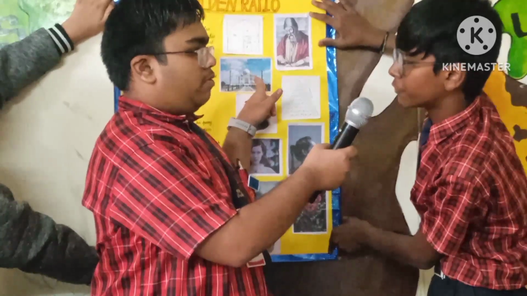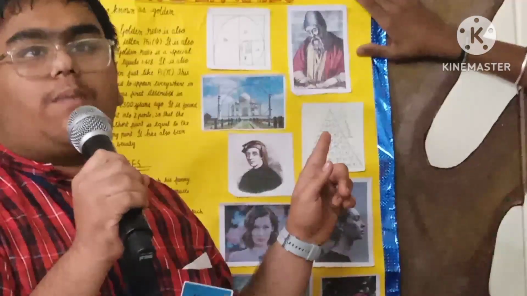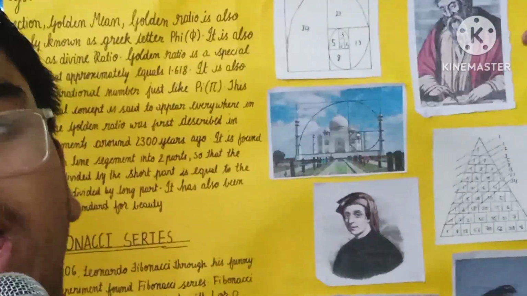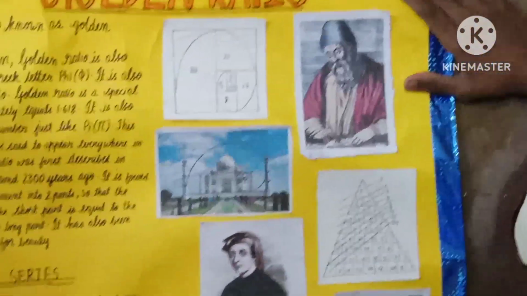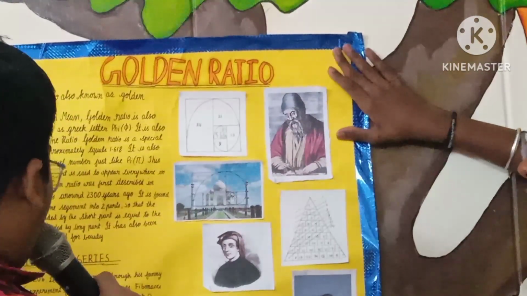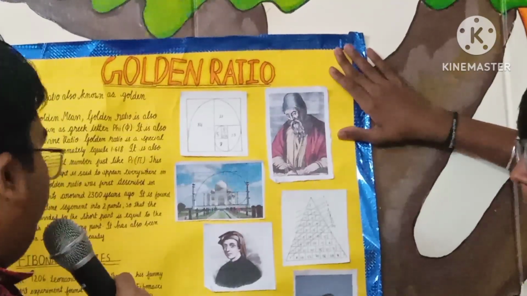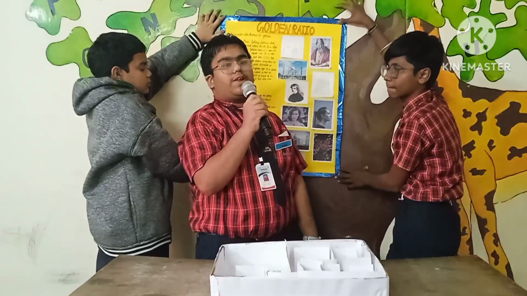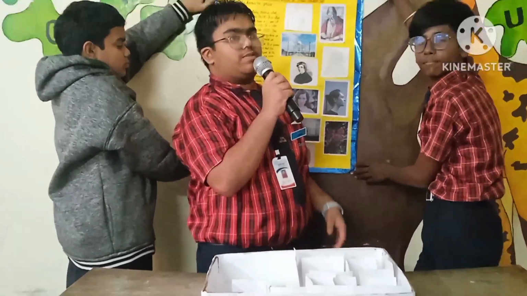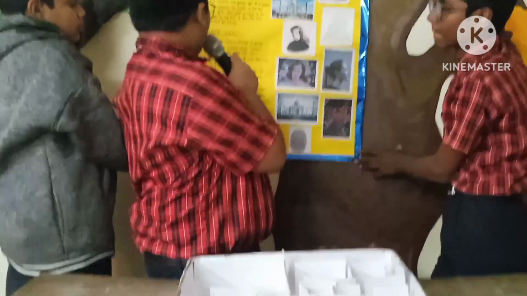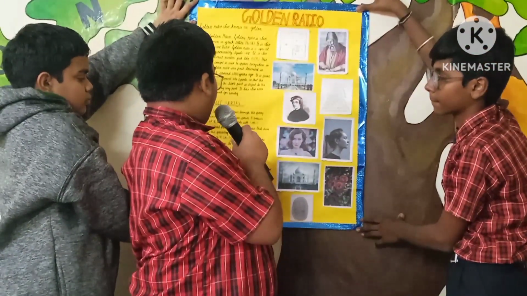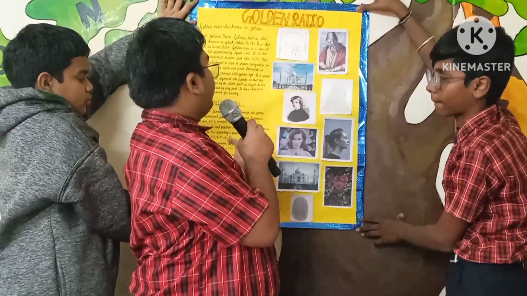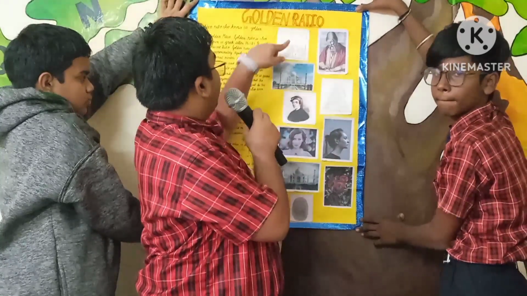How is the golden ratio formed? To understand this, first we have to know about the Fibonacci series. In the year 1200, a person named Fibonacci did an experiment called the bunny experiment. He observed a sequence in the producing of rabbits: 1, 2, 3, 5, 8, 13, 21, 34, 55. If this sequence is represented in a geometrical way, we get the golden ratio.